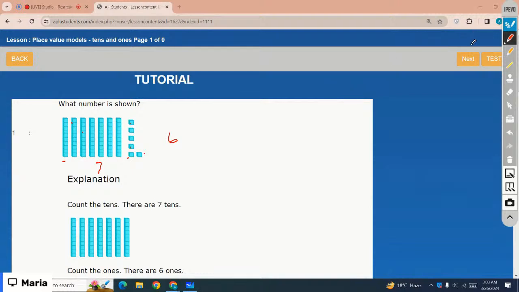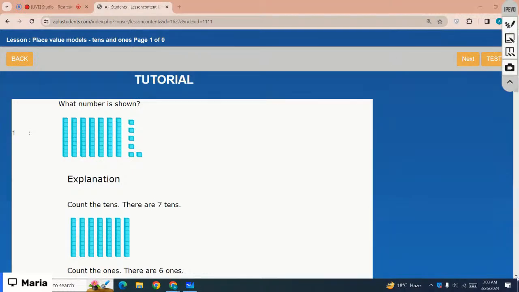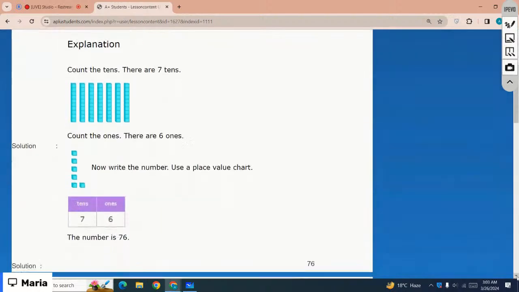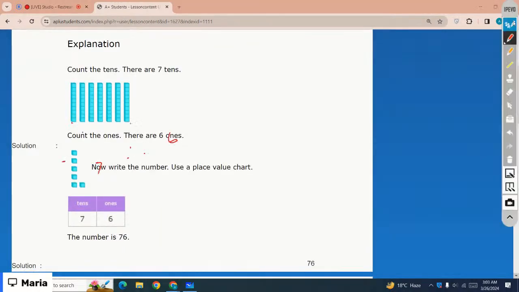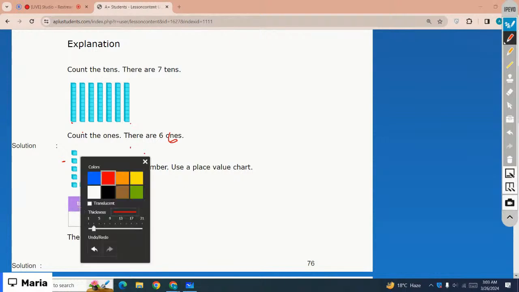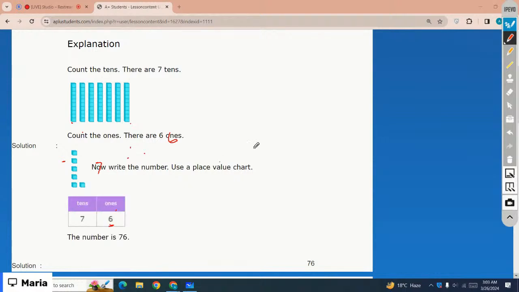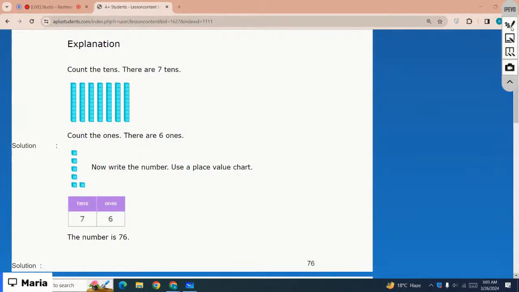You have 7 tens and 6 ones. When you write down the number they make, you always write the ones digit on the right hand side. The rightmost digit is always the ones digit, and then the tens digit. So the number they make is 76. That means the model represents the number 76. Got it?